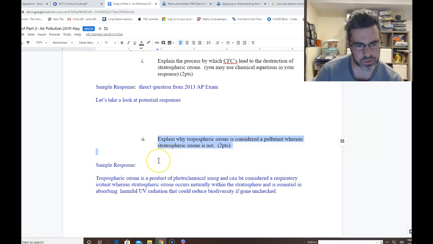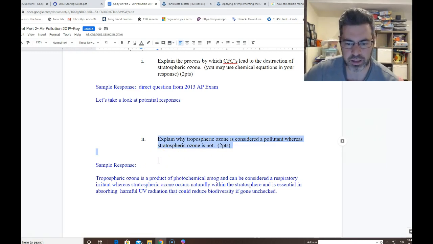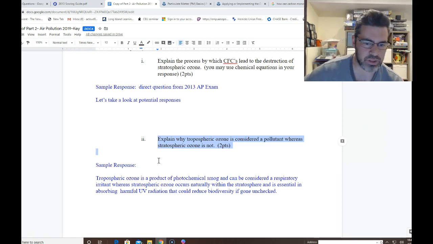So a sample response would be, tropospheric ozone is a product of photochemical smog and can be considered a respiratory irritant, whereas stratospheric ozone occurs naturally within the stratosphere and is essential in absorbing harmful UV radiation that could reduce biodiversity if left unchecked. So that would be an example of a response there.